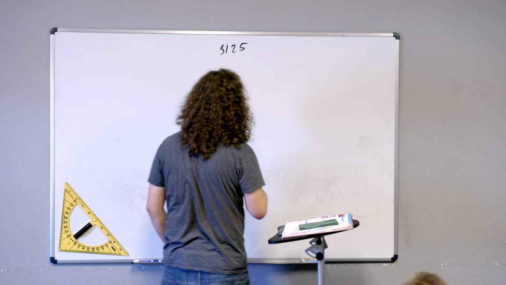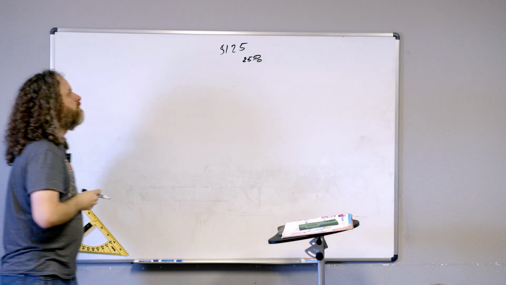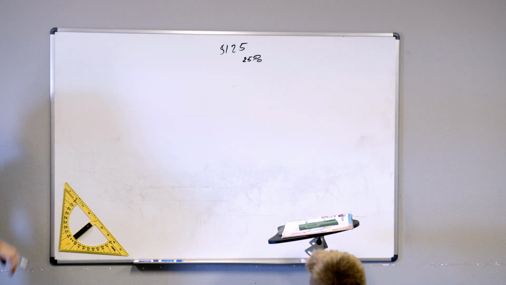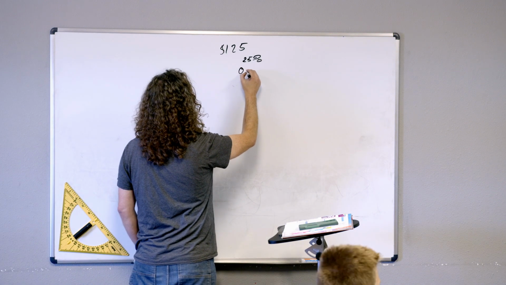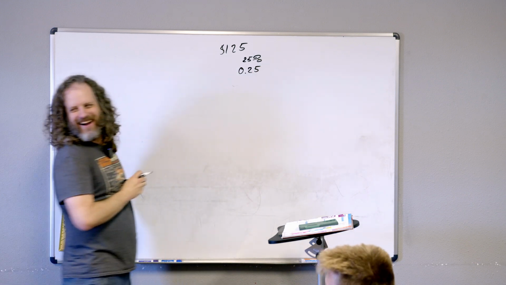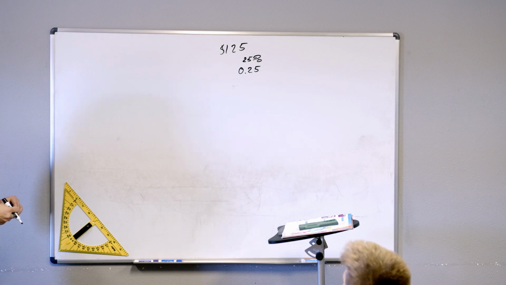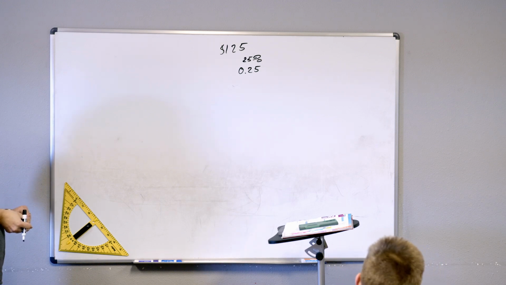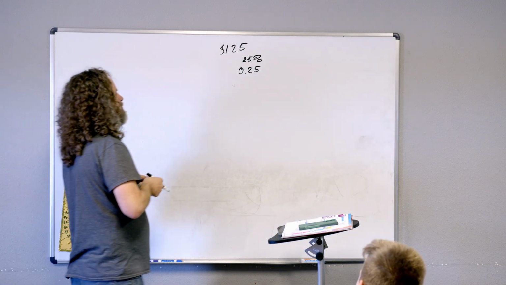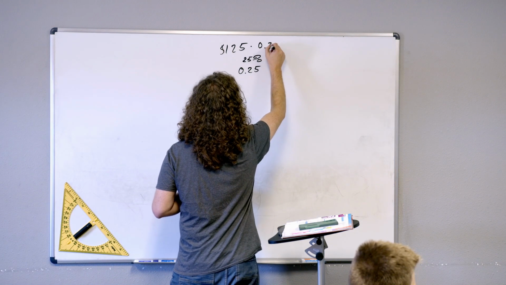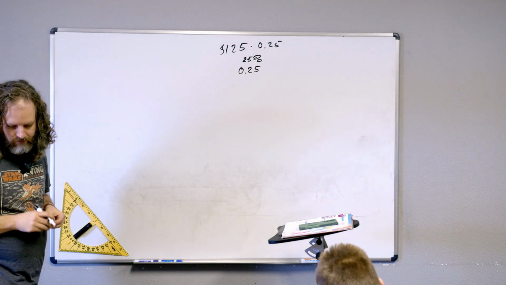But this $125 jacket has a discount of something, right? 25%? Yes, 25%. Okay, what do we do? Yeah, great. So what's 125 times 0.25? $31.25.